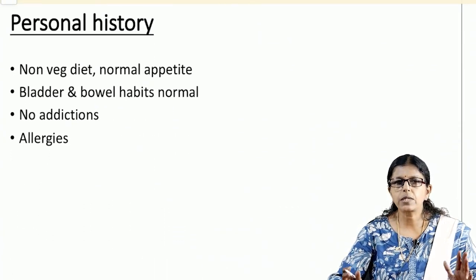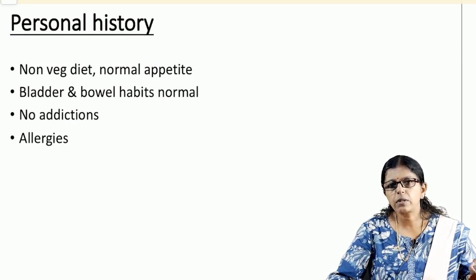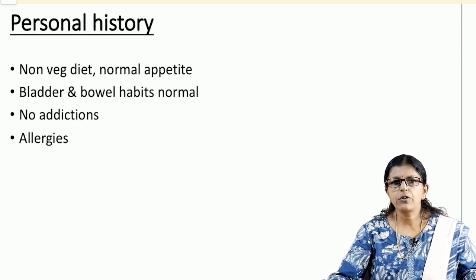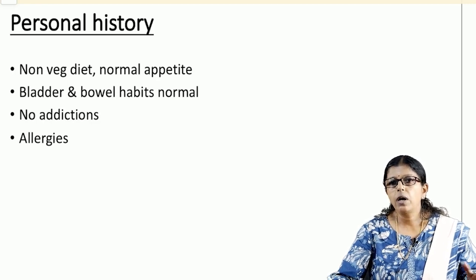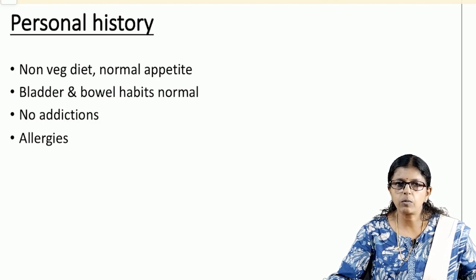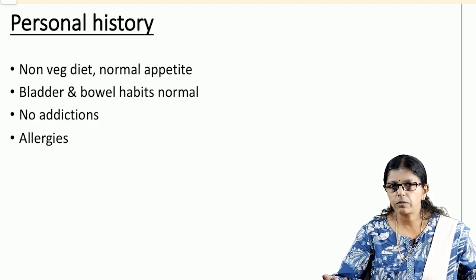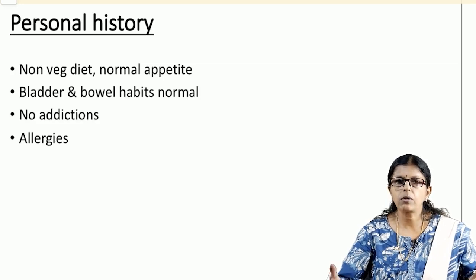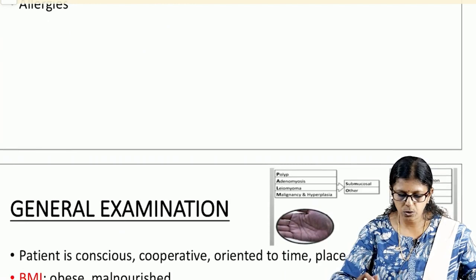Personal history, of course, as with all cases, you will see what her diet is. Is she taking adequate iron in the diet, which could be in the form of leafy vegetables, fish, chicken, etc., and whether the bladder and bowel habits are normal. After the onset of bleeding, if there has been a change in the urinary pattern or any problems in micturition, then you know that you are probably looking for a fibroid, which is either in the lower segment or on the cervix. Whether there are any addictions and allergies, as for your usual cases.